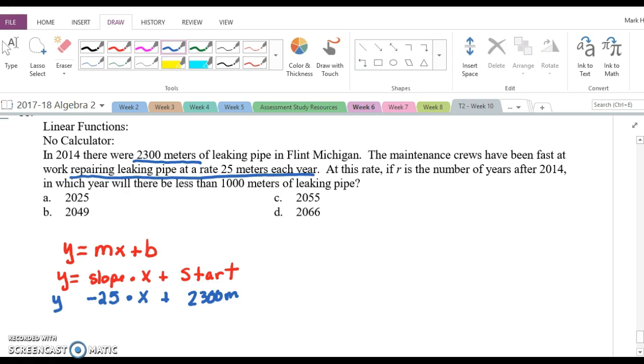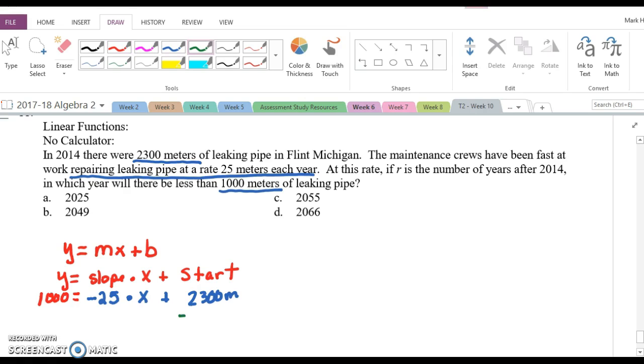And y would be the number of pipes, or the number of meters of pipe. And so they say, in what year would we have less than 1,000 meters? So that means we could substitute 1,000 in for this y. And now all we need to do is solve for x.